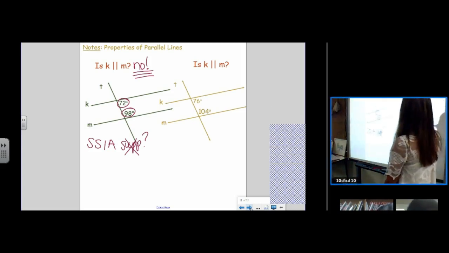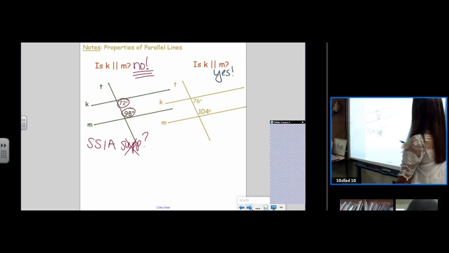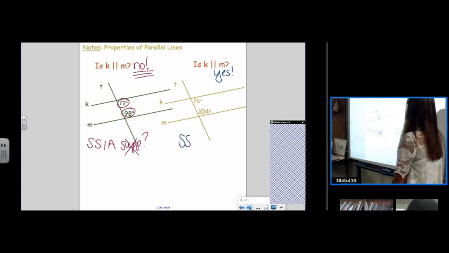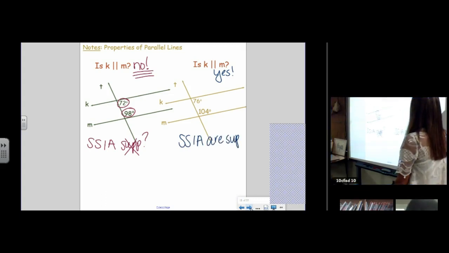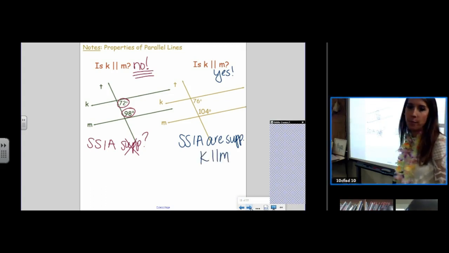Yes, of course. This one's going to be yes because the other one was no, right? Yes, and the reason why is because the same side interior angles are supplementary. That is why K is parallel to M.